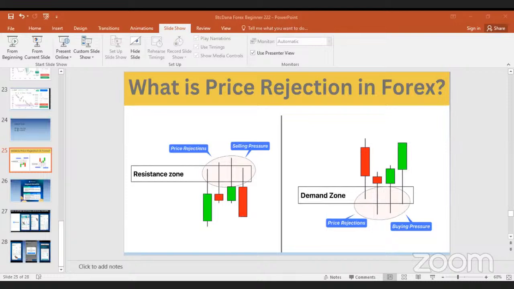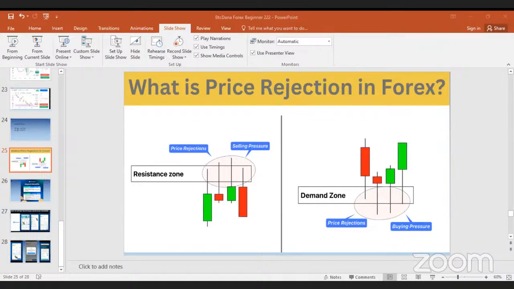So when we have something like this, it means the market is going to reject, and that is what we were waiting for in our market. So we want to see a rejection.